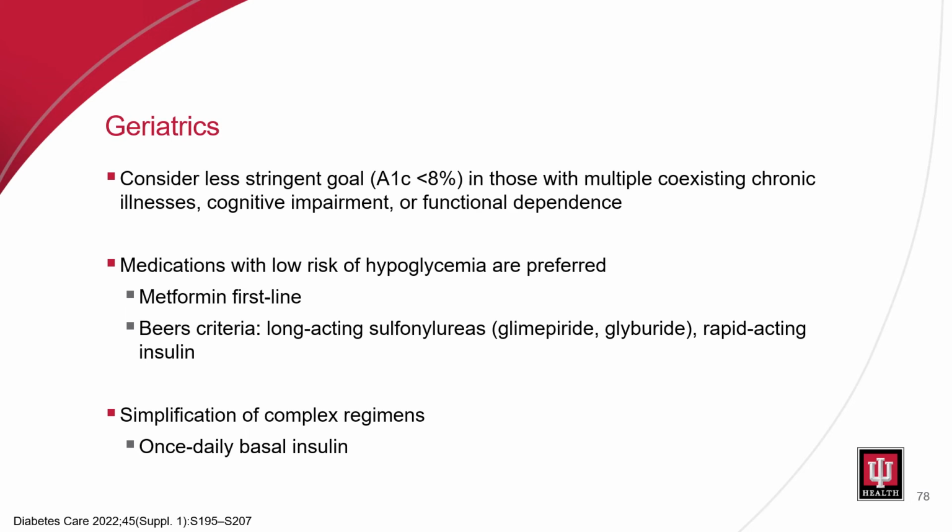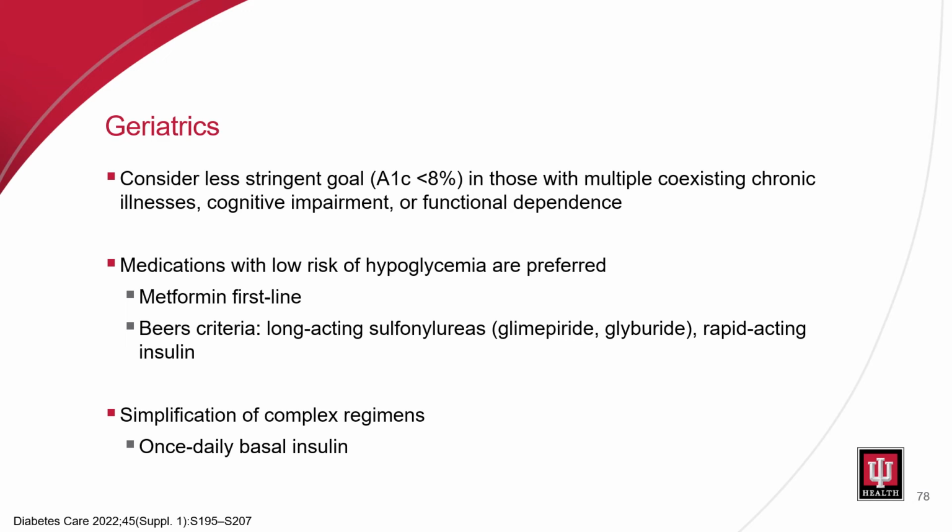Overall, we often consider less stringent A1C goals of less than 8% in those with multiple coexisting chronic illnesses, cognitive impairment, or functional dependence. We do emphasize medications with low risk of hypoglycemia in these patients. We'll still utilize metformin as our first line agent, and then we can reflect back on our graphic for type 2 diabetes for other medications that can be considered in patients where hypoglycemia is a risk factor.